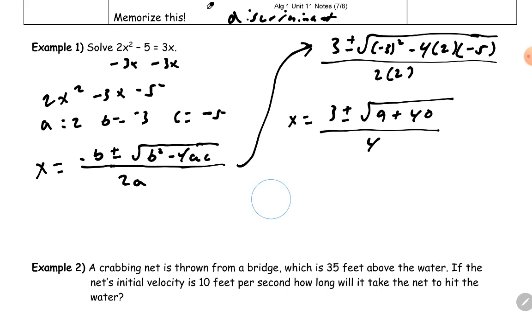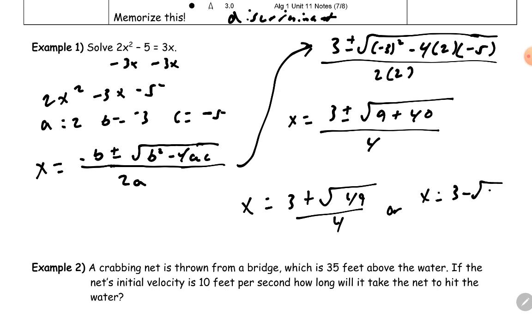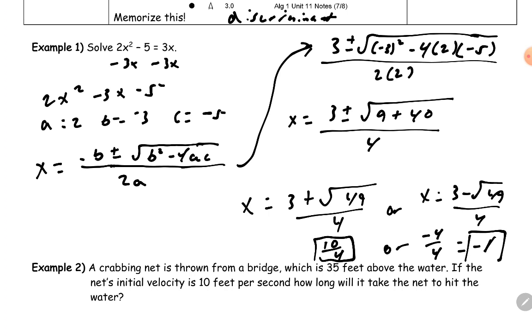So this will change into two equations. This will be x equals 3 plus the square root of 49 over 4, or x equals 3 minus the square root of 49 over 4. The square root of 49 is 7. 3 plus 7 is 10 over 4, or 3 minus 7, which is negative 4 over 4, which is negative 1. So I have two answers: x equals 10 over 4, or x equals negative 1.